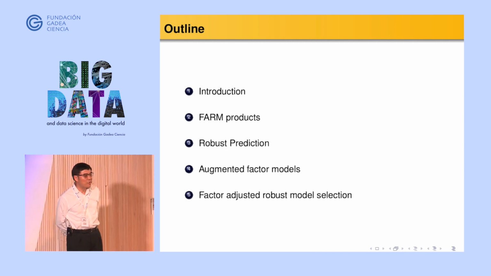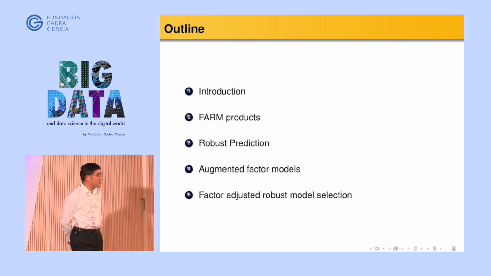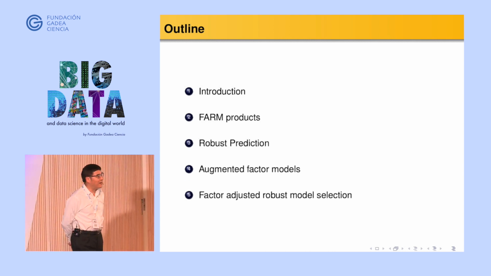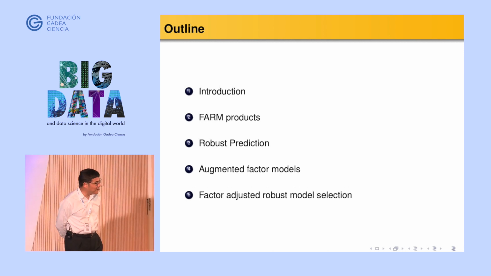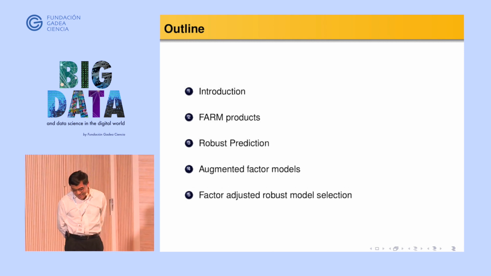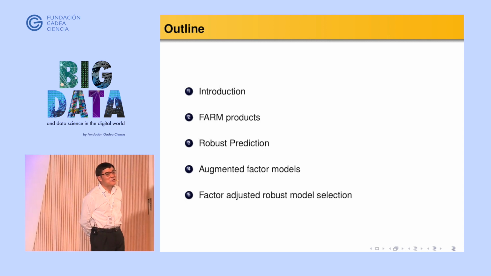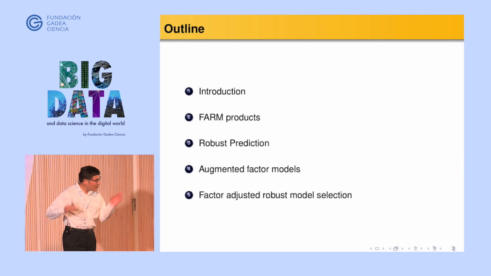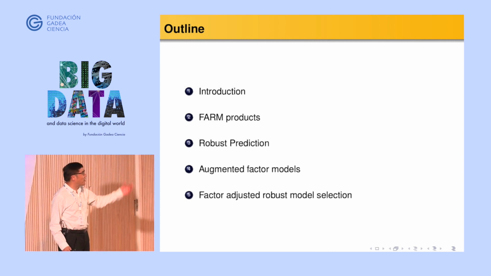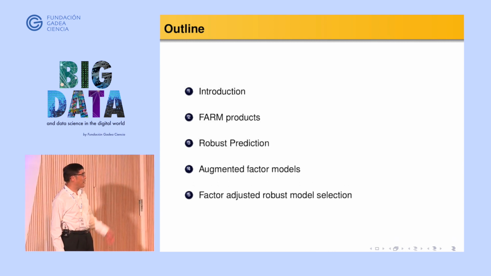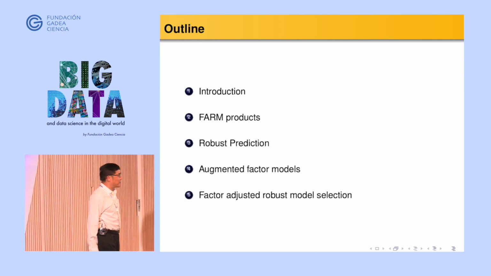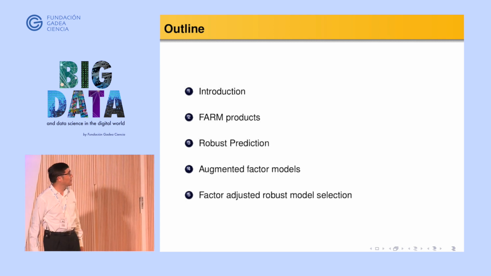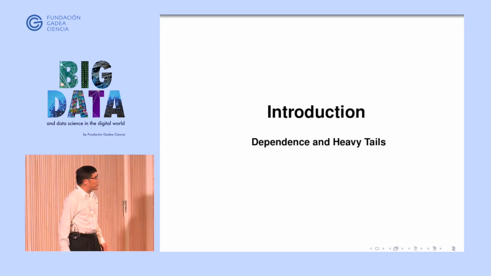So all FARM really means factor-adjusted robust model selection, factor-adjusted robust multiple testing, factor-adjusted regularized modeling, or factor-adjusted risk modeling. And then I'll talk about robust prediction, augmented factor models, and factor-adjusted robust model selection. So this is the outline of my talk. Let me begin with the introduction.